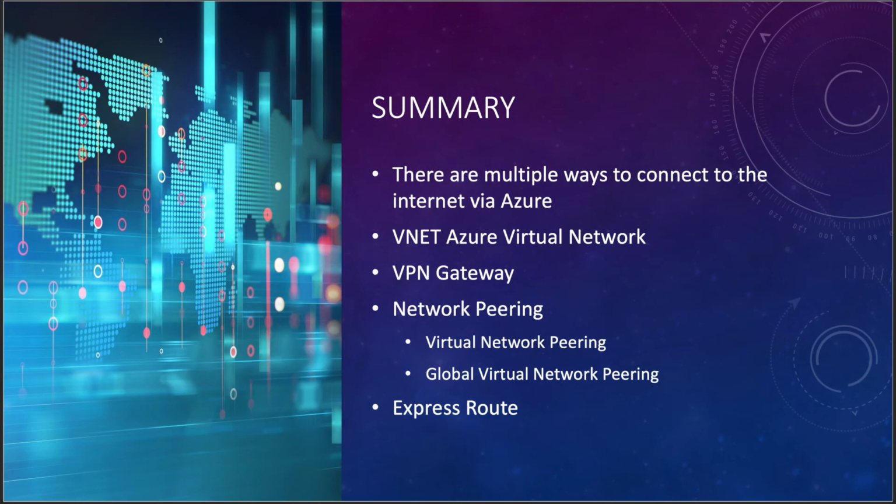So there are multiple ways to connect to the internet via Azure: the VNet, the Azure virtual network, the VPN gateway. Remember, there's two, ExpressRoute and regular gateway. Network peering, either virtual or global, and then the ExpressRoute to kind of get you through the day. And that's kind of it for networks. It's really generic and really teeny tiny. There's not a whole lot here you need to know about on the test. You just need to know that there's different kinds and what they are and what they do. And I will see you in the next lecture.